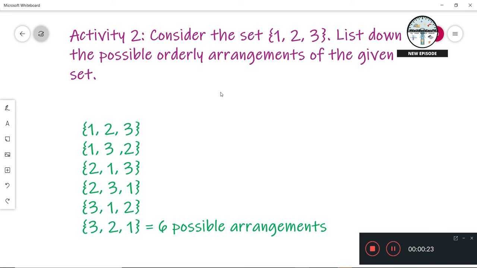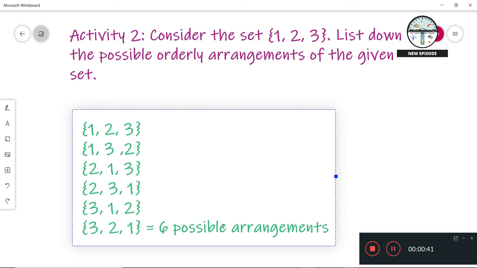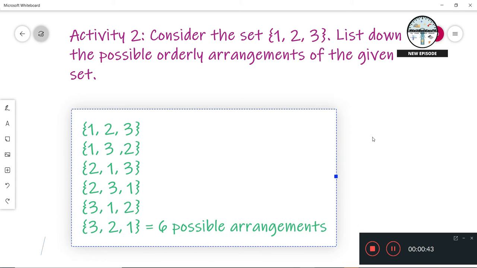So we have the following arrangements. We have 1, 2, 3. We have 1, 3, 2. We have 2, 1, 3. We have 2, 3, 1. We have 3, 1, 2. We have 3, 2, 1 rather. So we have 6 arrangements. We can just name it orderly.